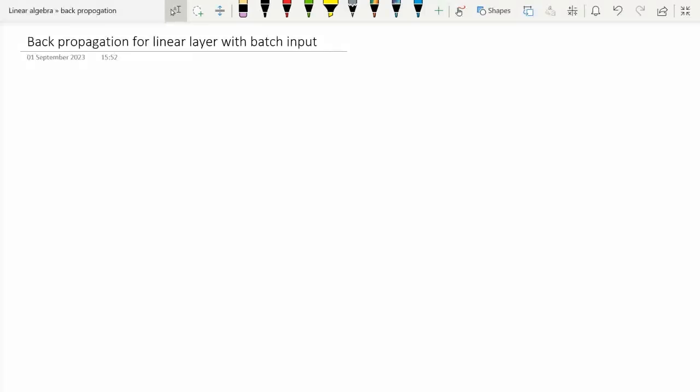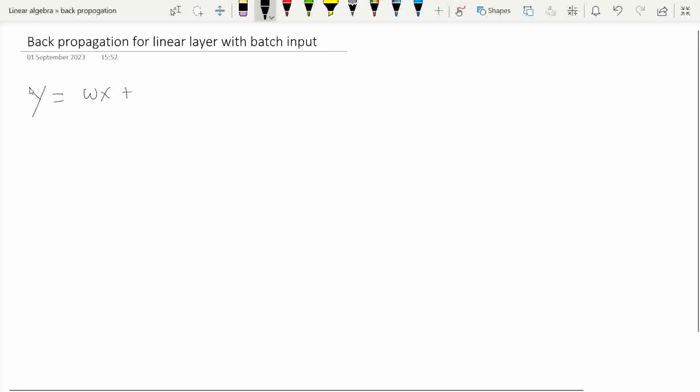Hello, today I'm going to go over how you derive backpropagation for a linear layer with batch input. This is going to be pretty similar to a linear layer with a vector input, except now X is going to be a matrix. So Y is WX plus B, so if we expand it out, then Y is also going to be a matrix.